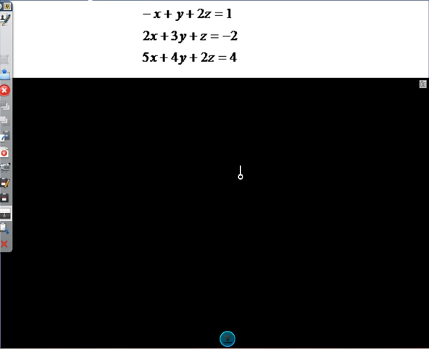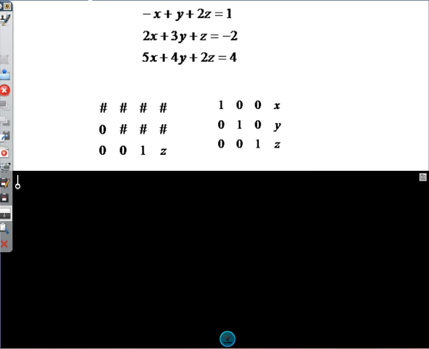Today I want to talk about a little more methodical way of solving a system of equations using matrices. This is a system of equations with 3 variables and 3 equations. We're looking for the simultaneous solution that will solve all 3 of these equations at the same time. And you can do these using matrices.